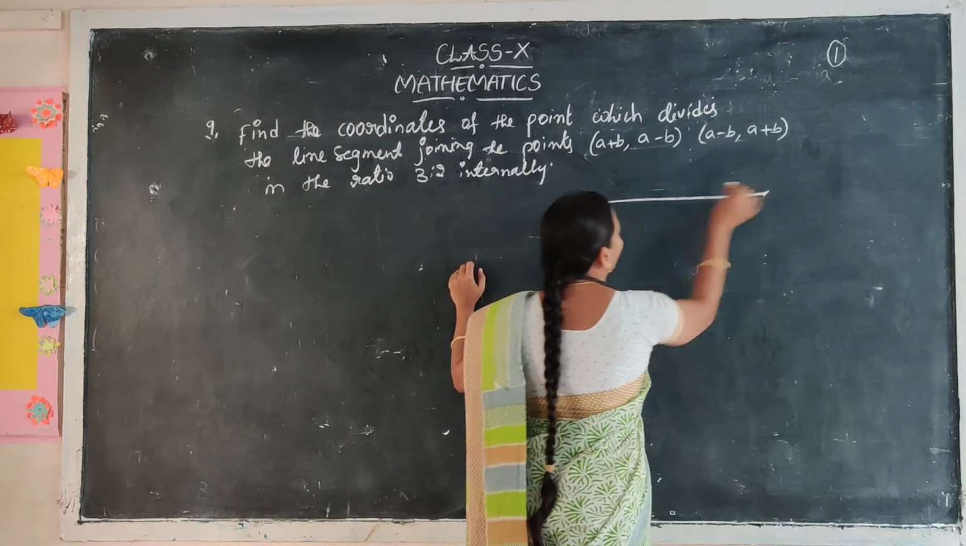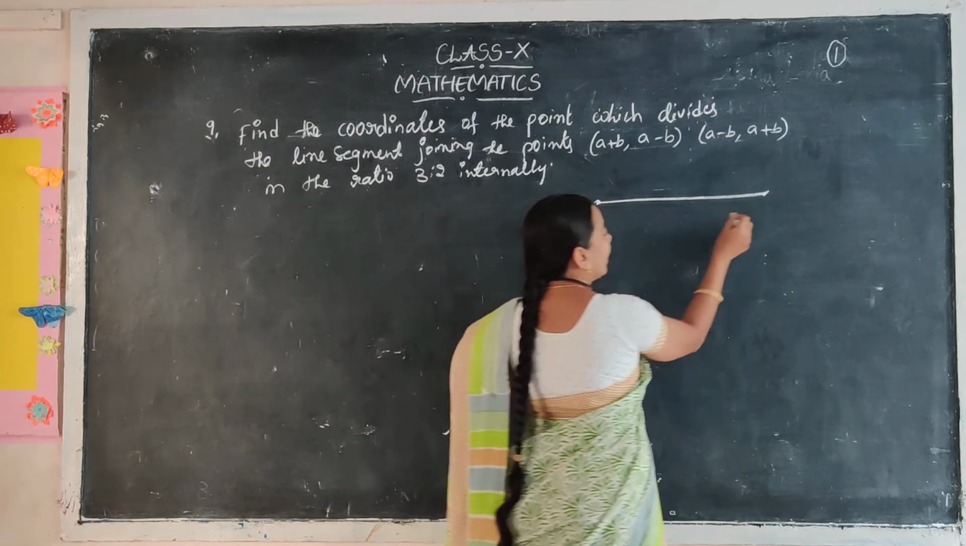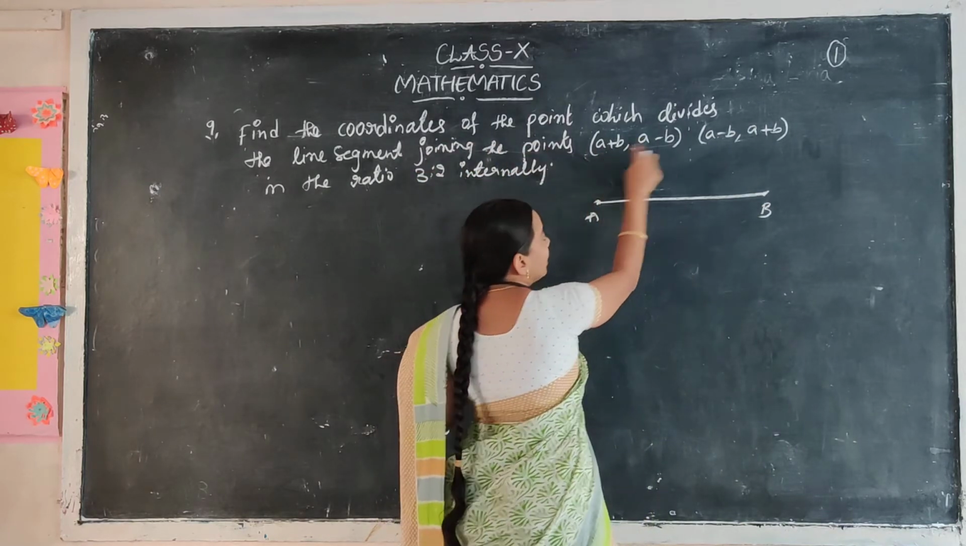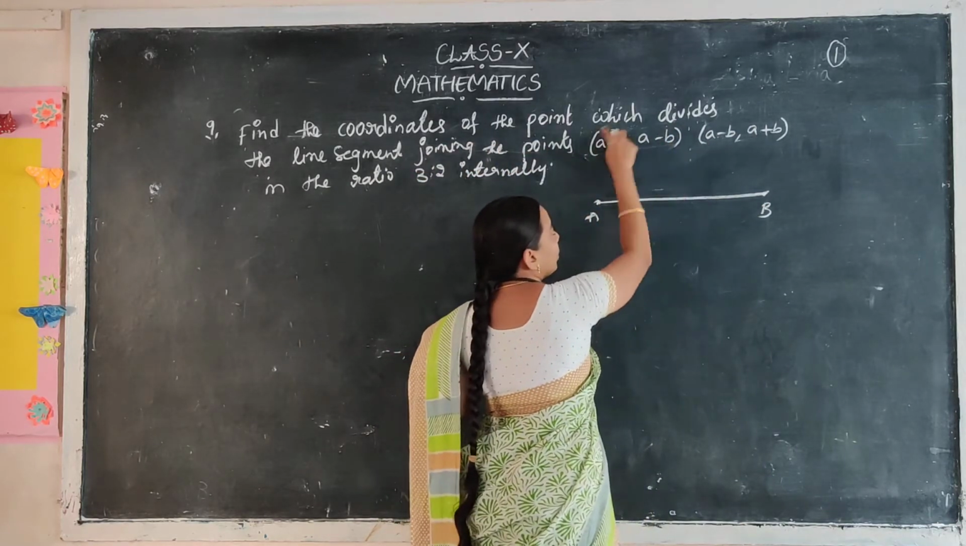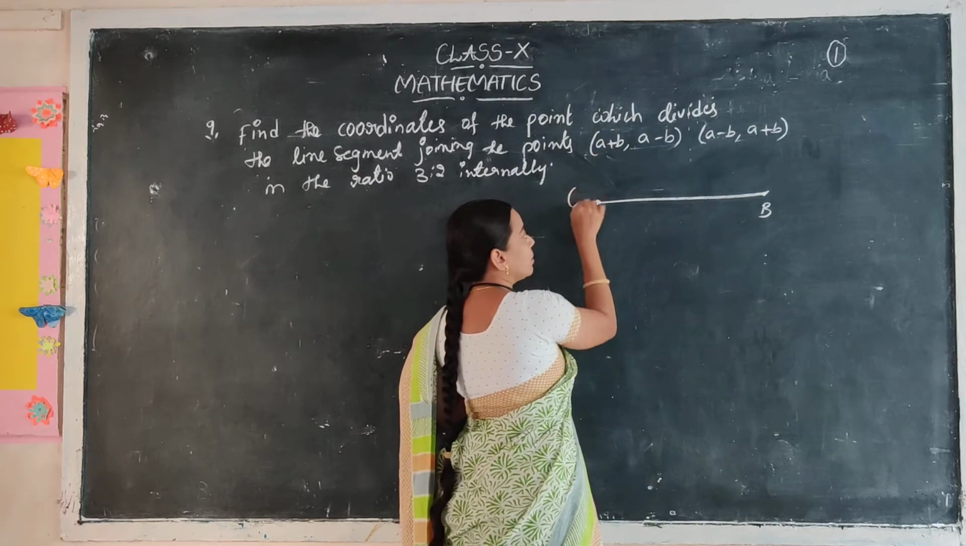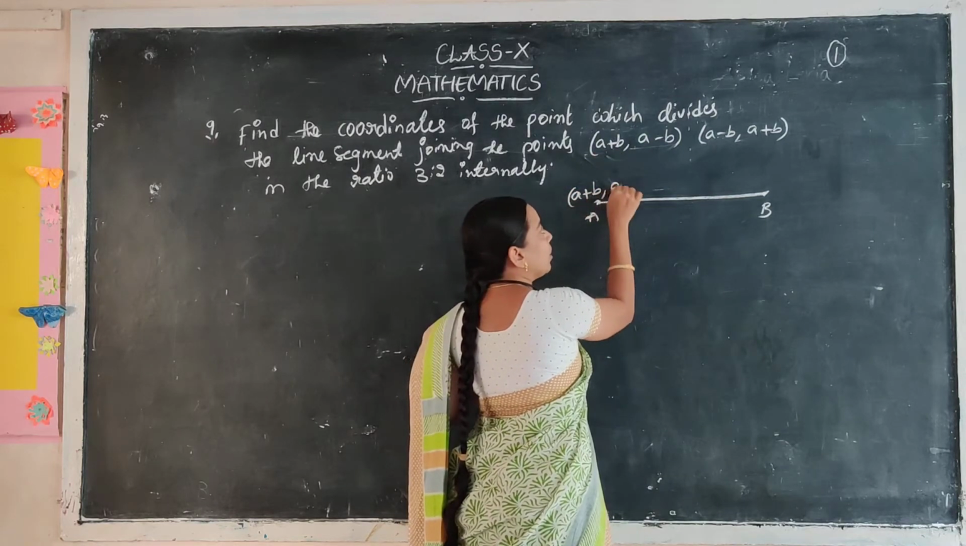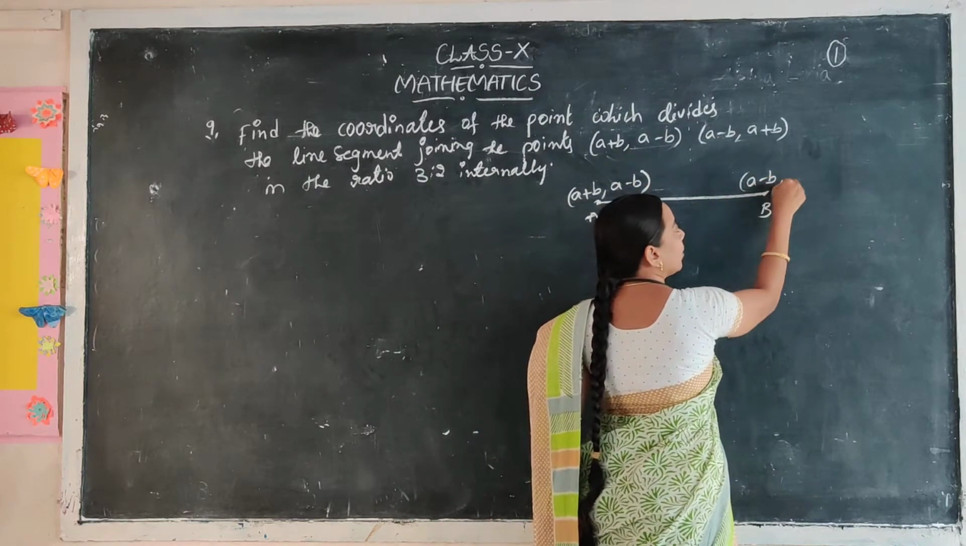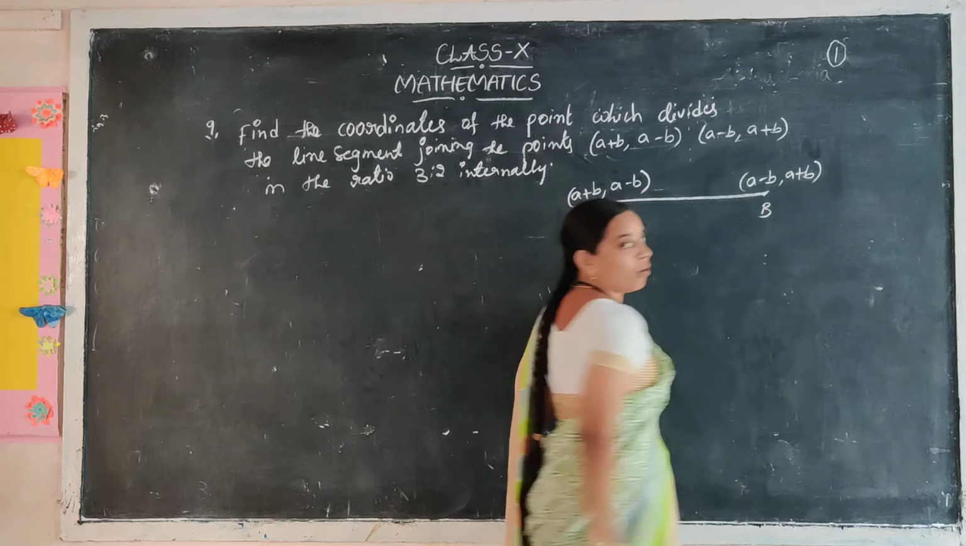For example, a line segment is given. So first of all, draw a line segment. That is A and B. The line segment joining the points means these two are the end points. So this is denoted by the coordinates of A, so here write a plus b comma a minus b. And this is the second point, a minus b comma a plus b. So these two are the coordinates.